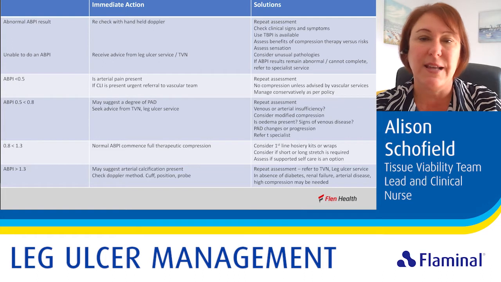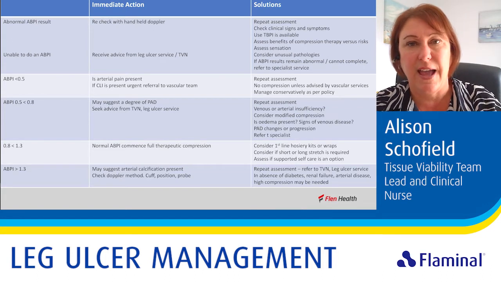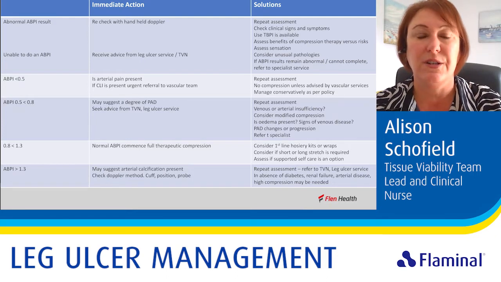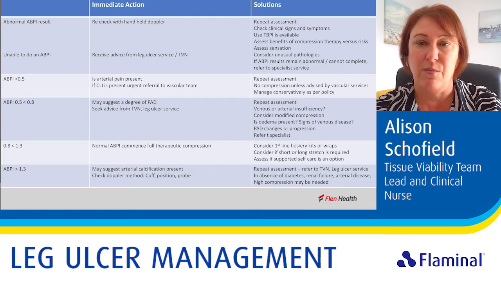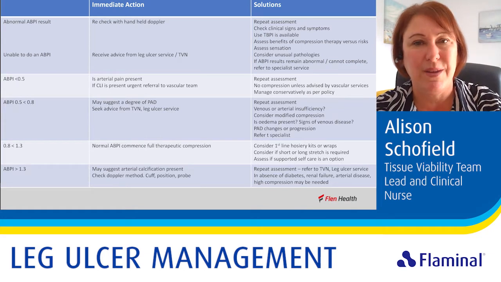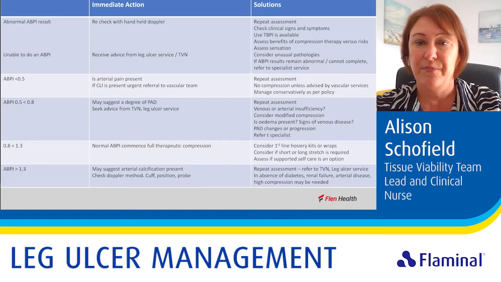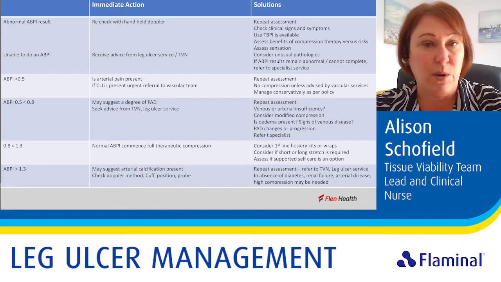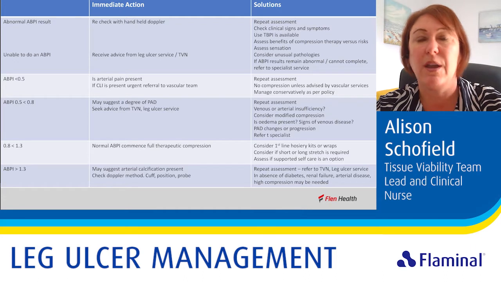So again, repeat the assessment. Are there signs of venous disease there? Are there any signs of arterial insufficiency? But we can consider and use modified, a reduced type of compression. Is there edema present? Because we need to control that with the compression we are applying. So if the ABPI is normal, 0.8 to 1.3, then that's normal, and we are going to go full therapeutic compression.